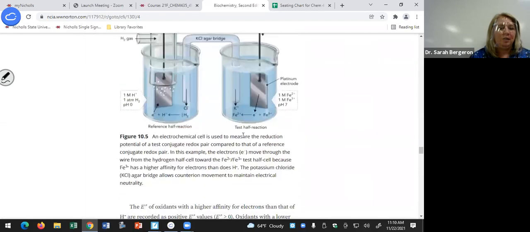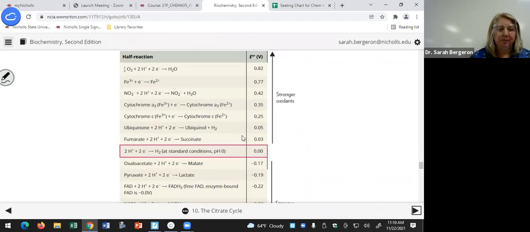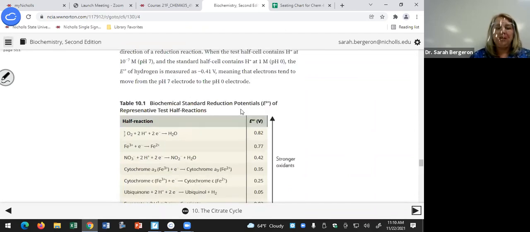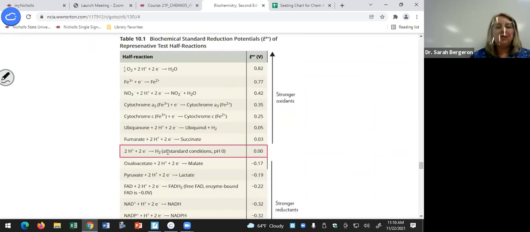All right. So if we look here, here's all of our standard reduction potentials. We've basically said hydrogen is going to be our 0. If you have something that has a standard reduction potential that is higher than that of hydrogen, then we're going to say it's a strong oxidant. What is the strongest oxidant?